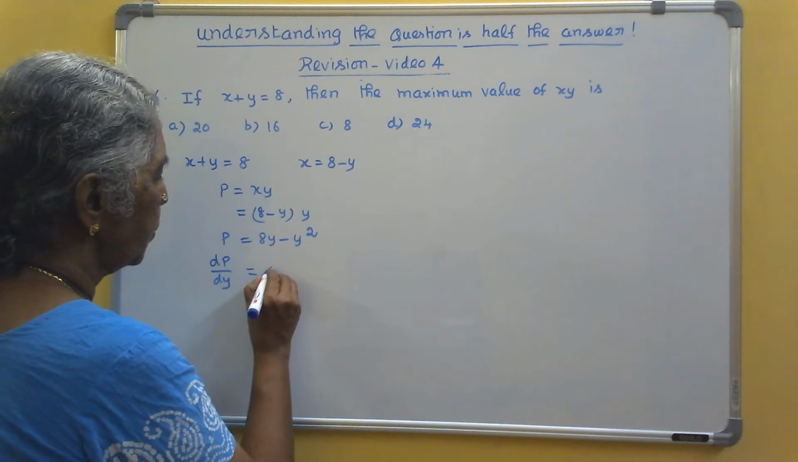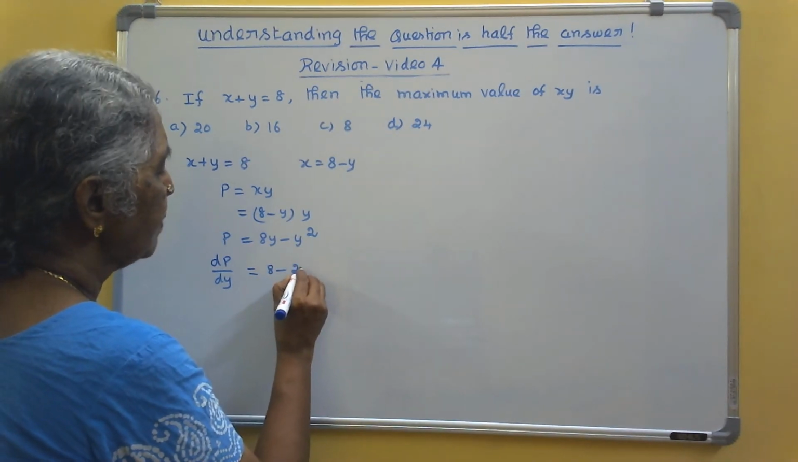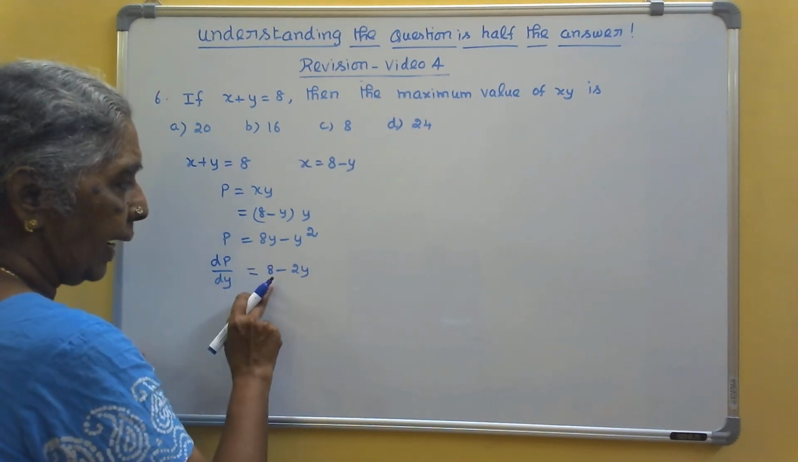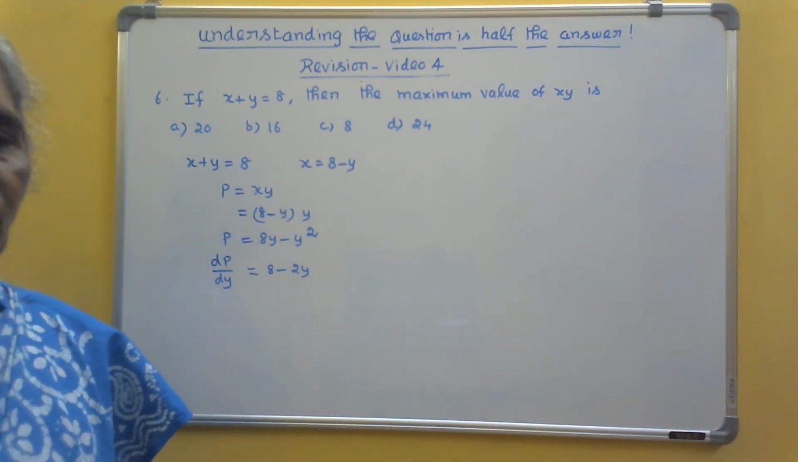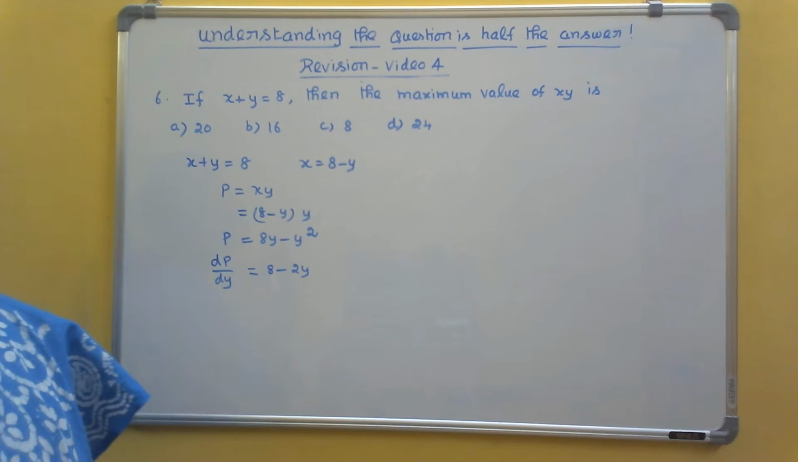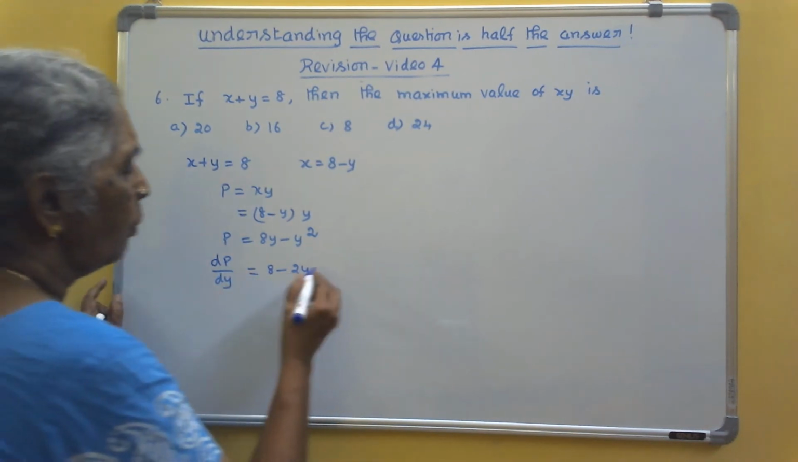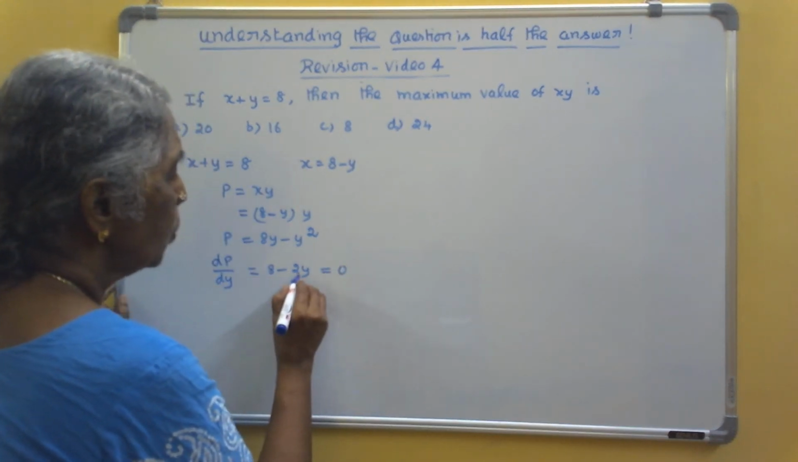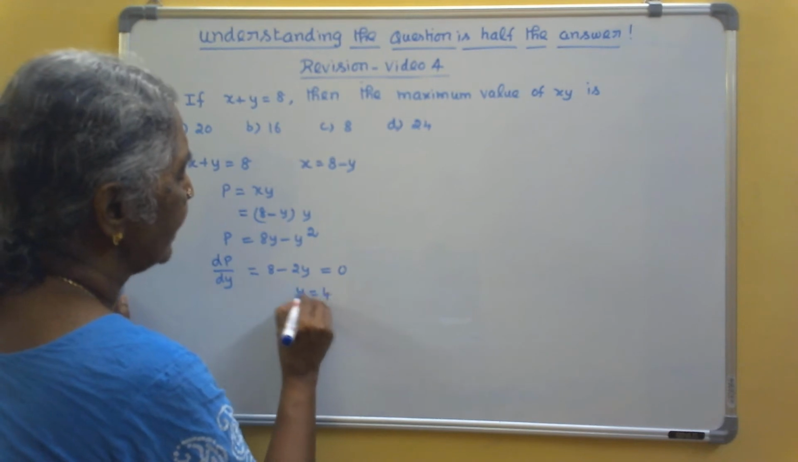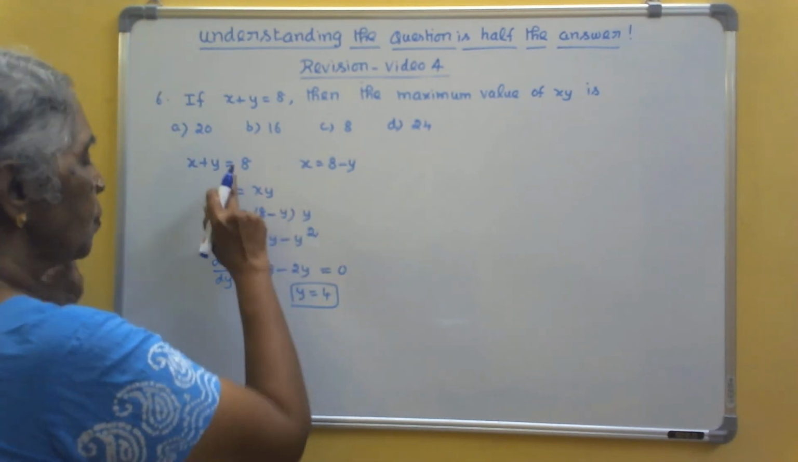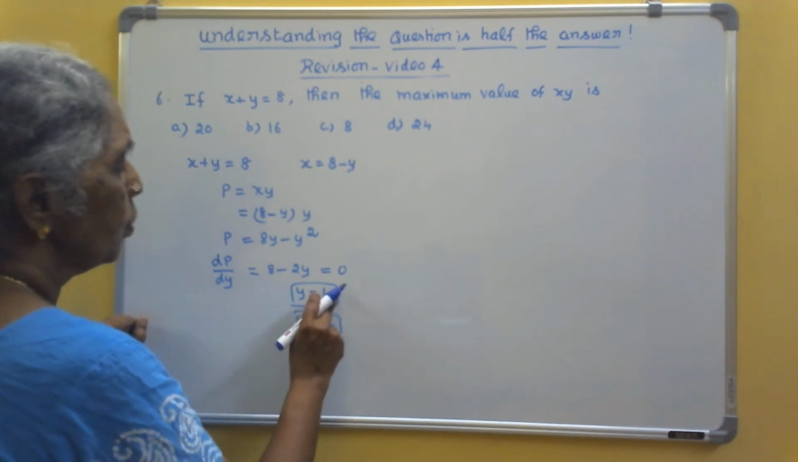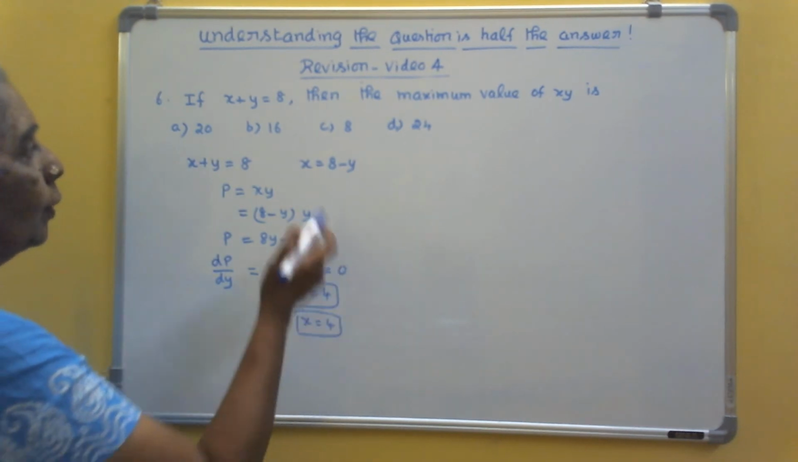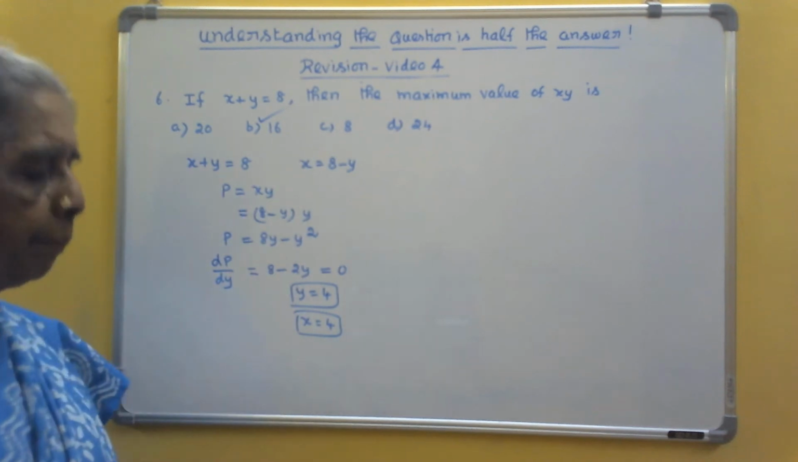That is equal to 8 minus 2y, right? 8 minus 2y. Don't write dy by dx here again. You are now differentiating with respect to y. Remember that. So now equate this to 0. So 2y is 8. Your y is equal to 4. You know x plus y is 8. When y is 4, x is also 4. So xy is 4 into 4, 16. So the option B is correct.